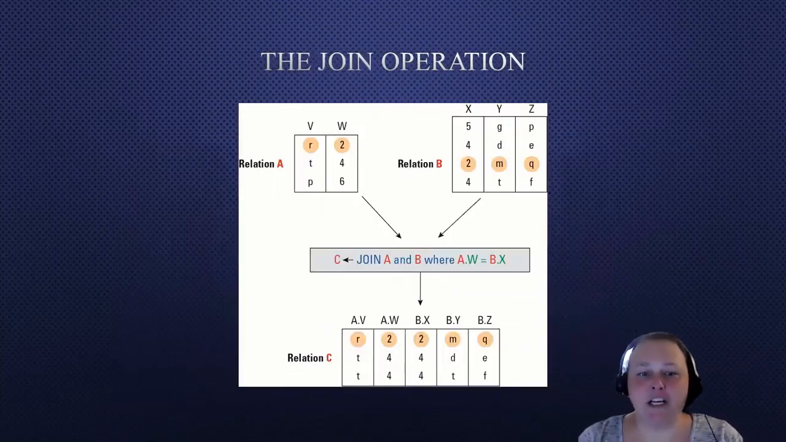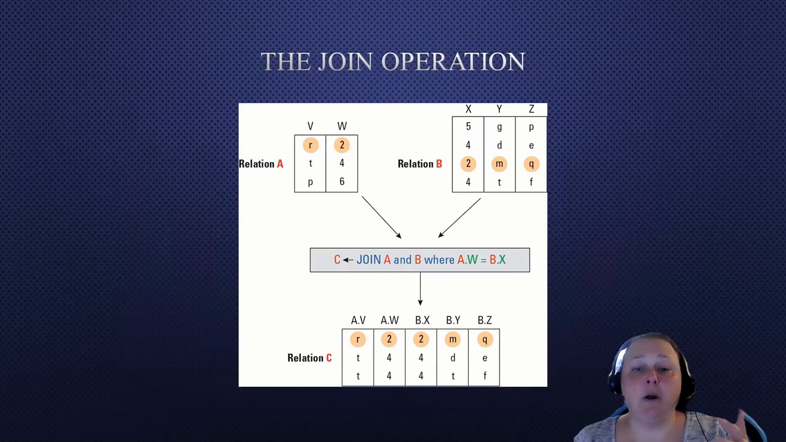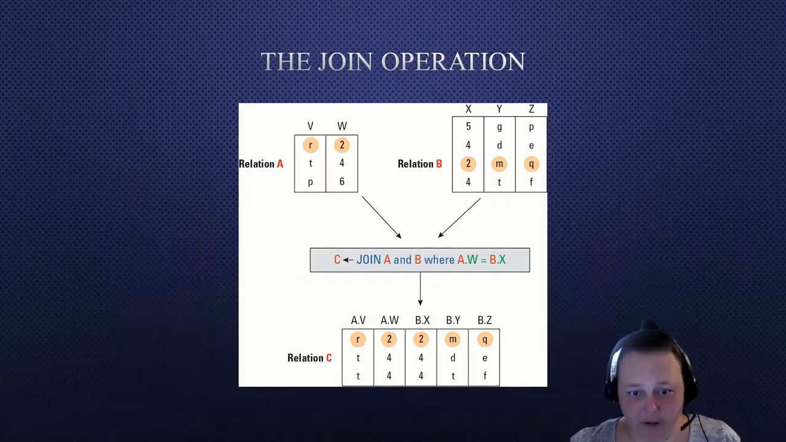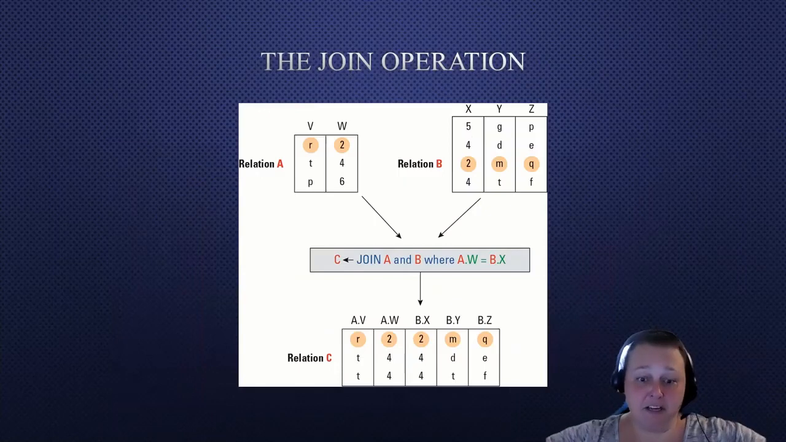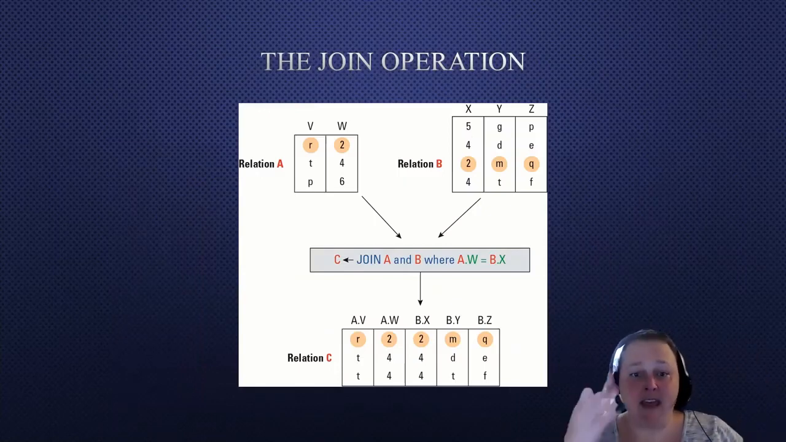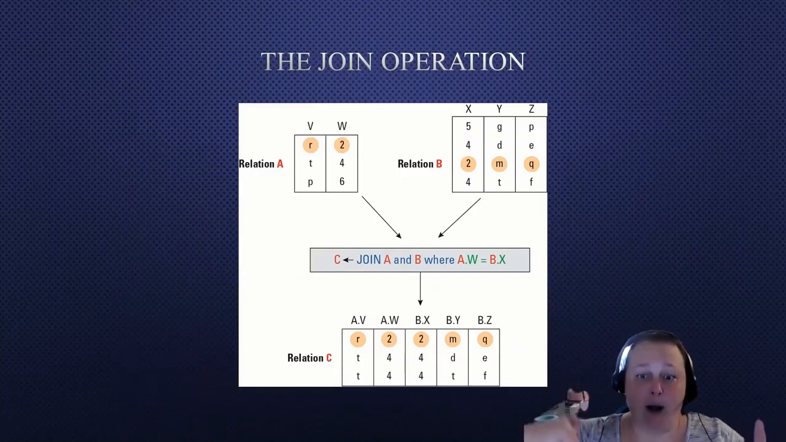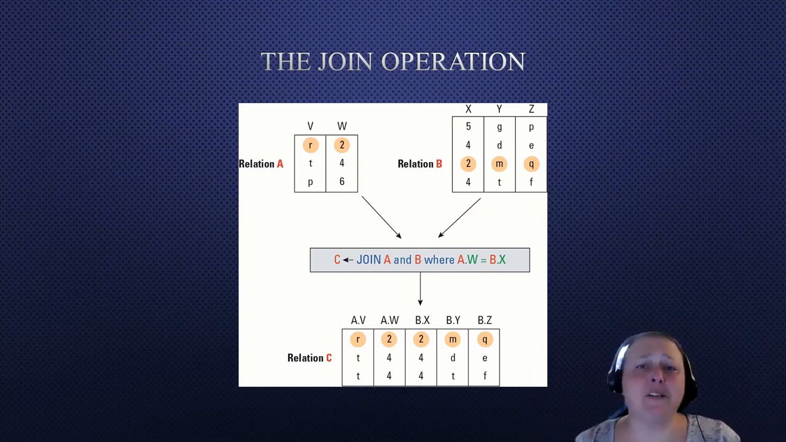Finally, the join operation, you're actually going to take data from 2 different positions and make them into one. So here I'm saying join A and B, which are going to be my relations or my tables, where the A's W matches the B's W. So what I'm getting is a whole new relationship with AV, AW, and then BX, BY, BZ. Okay, so you can see how it's taking those 2 tables and making a third out of it by using the word join.